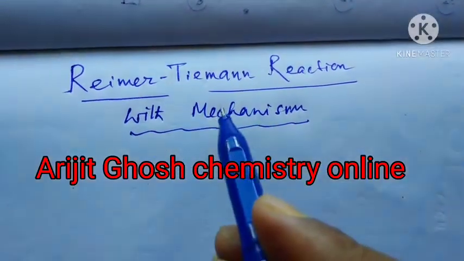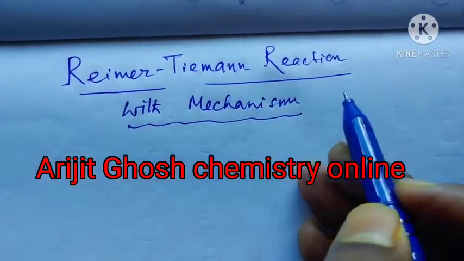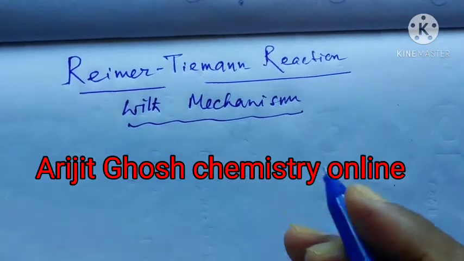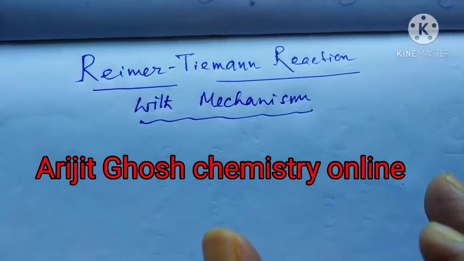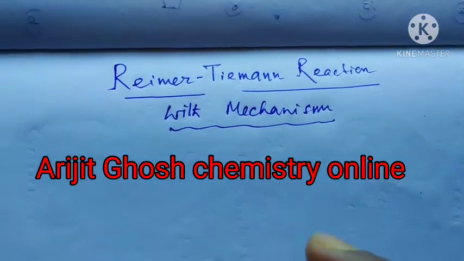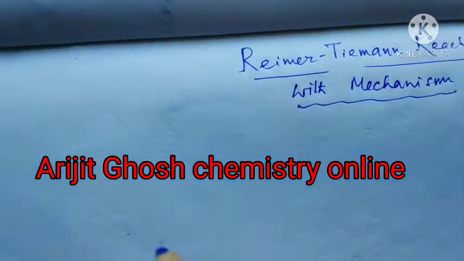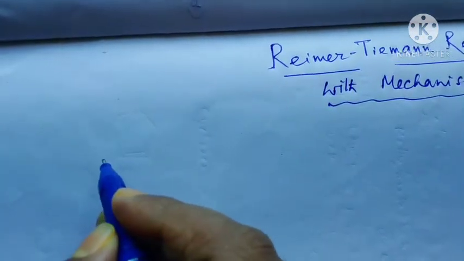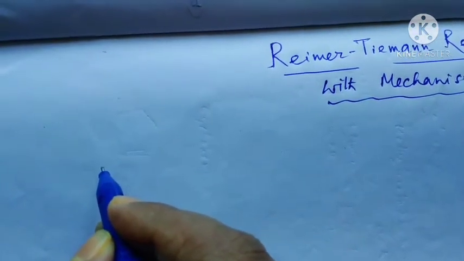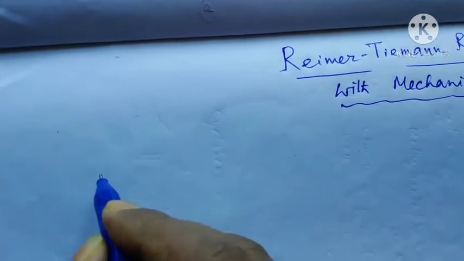Today we are going to learn the Reimer Tiemann reaction with its mechanism. Actually, for the CBSE students, the mechanism is to come in the reaction. Okay, now we are starting. The Reimer Tiemann reaction actually forms from phenol when it reacts with chloroform and caustic soda.